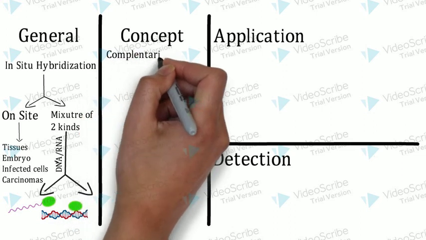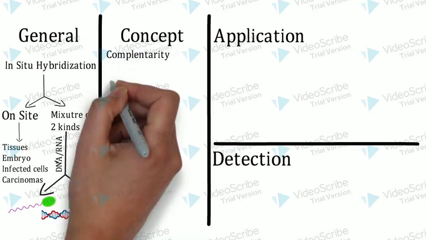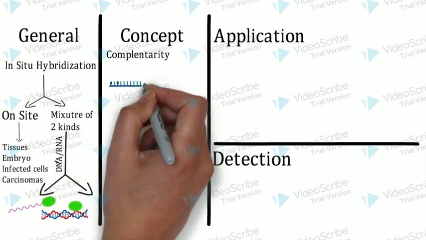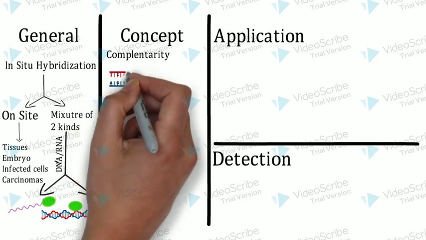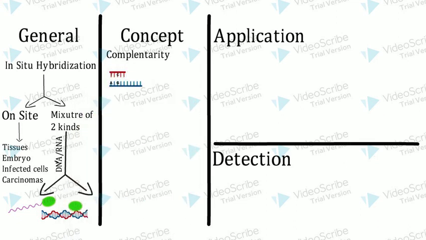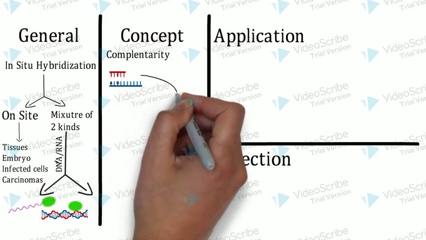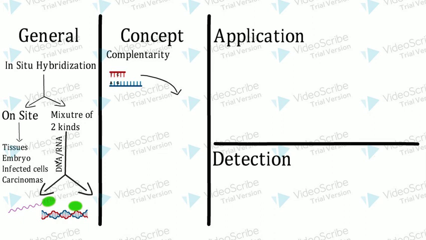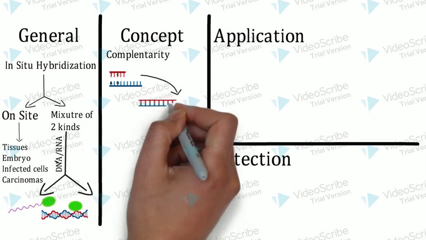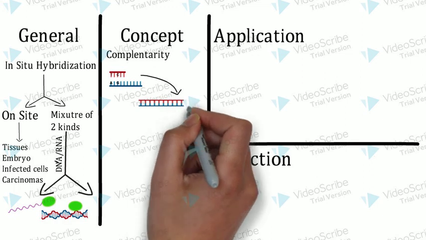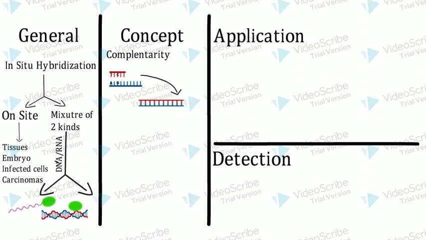Let's think about some concepts. The first concept I want you to think about is complementarity. So, nucleic acids are made up of bases, which when they find complementary bases, can hybridize. So ISH exploits these properties of nucleic acids. It uses these hybrids, which are double-stranded, to generate signal and be able to identify nucleic acids.